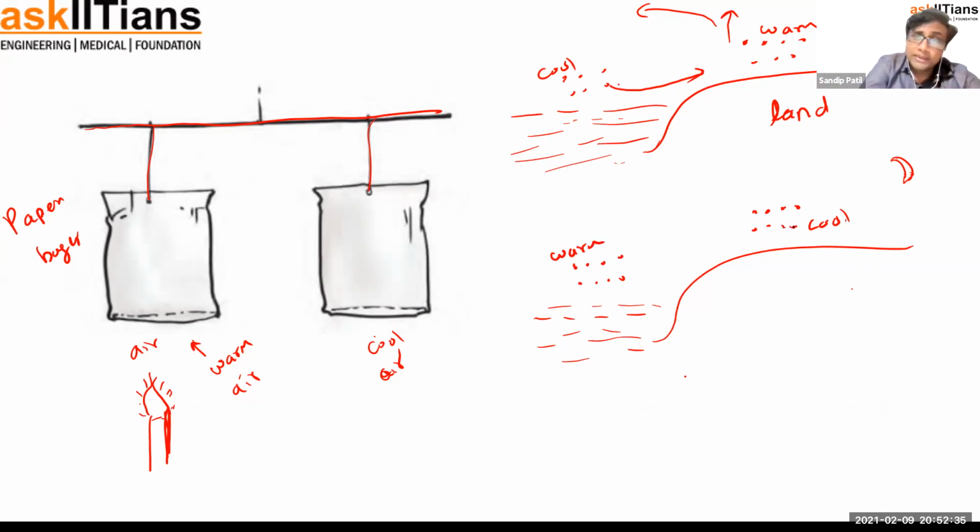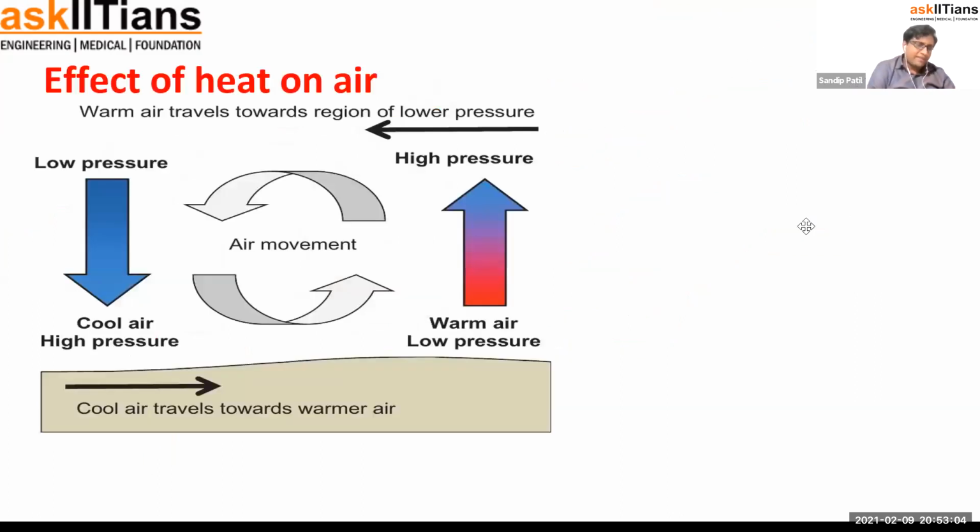Okay, so what will happen now? This warm air is going to go upward, and this cool air is going to take its place. So here you can see again the wind current, in the clockwise direction. These are called land breezes and sea breezes. So this is how we can get the wind. So we understood now the concept of how we actually get wind due to the heat effect. Okay, good. So now let's see the effect of heat we are seeing on air.